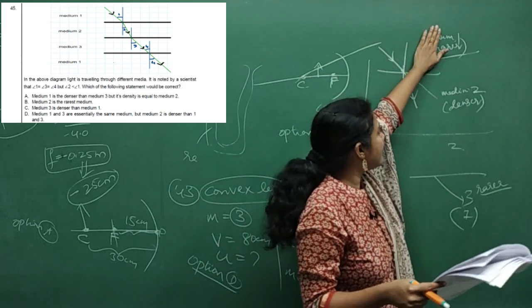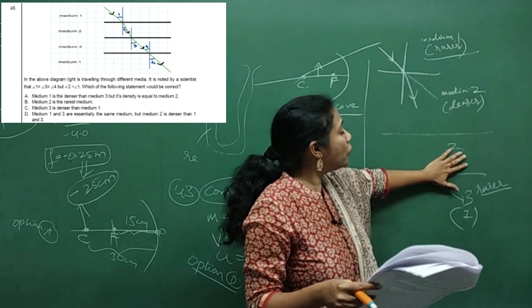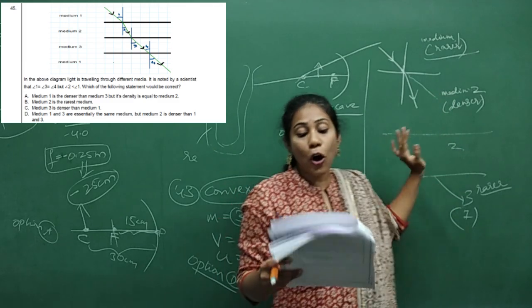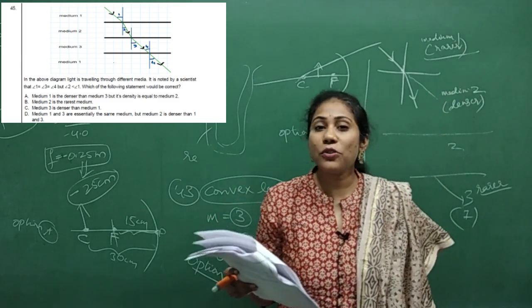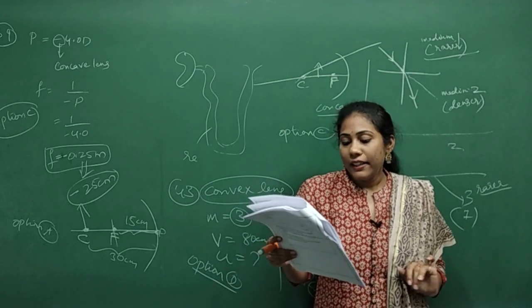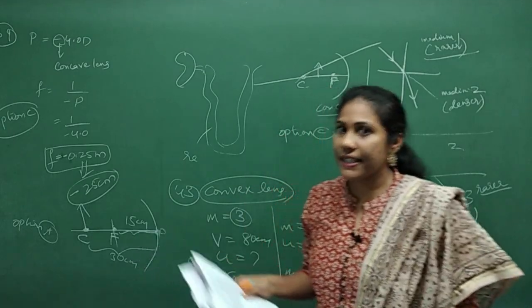Definitely, medium 1 is rarer, medium 3 is rarer. Medium 1 is similar to medium 3, and medium 2 is denser. So, option D is the correct option. So, you have to think and give the answers carefully. Okay, fine. And coming to question number 46, guys.